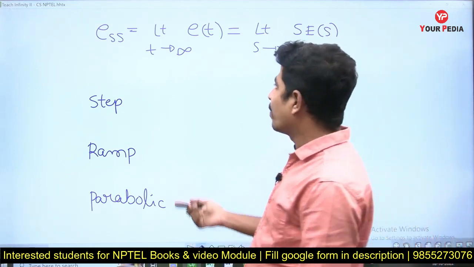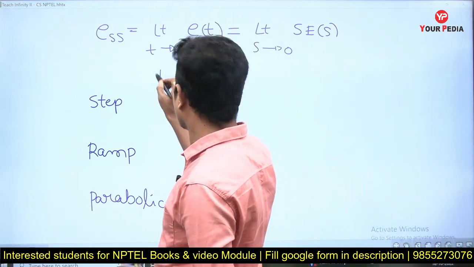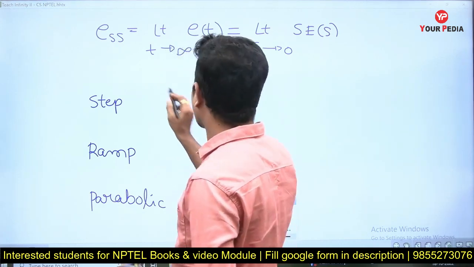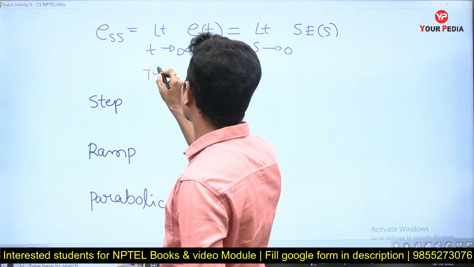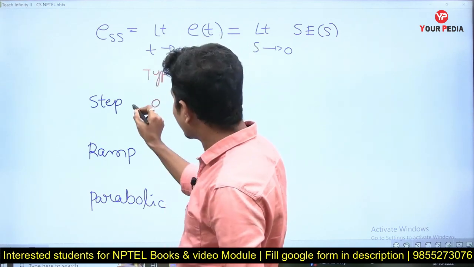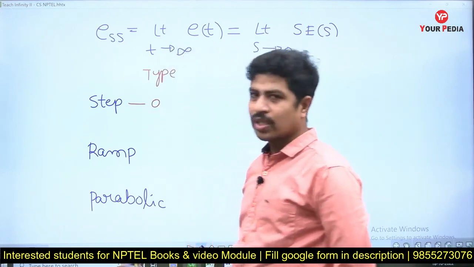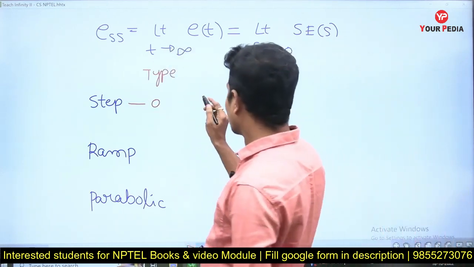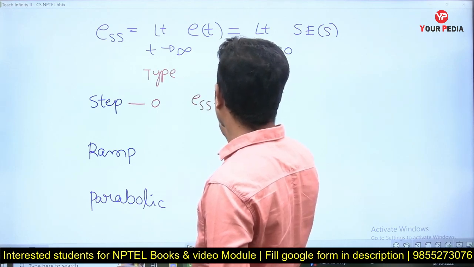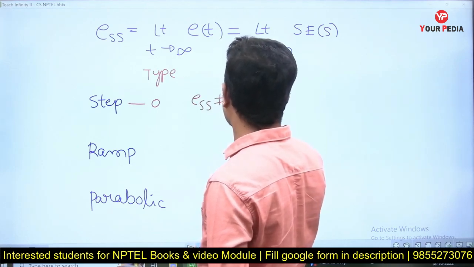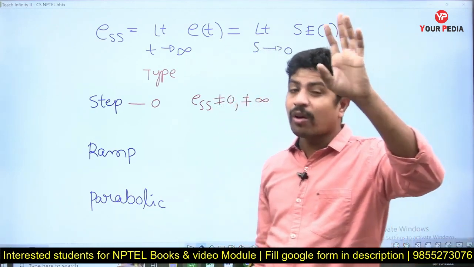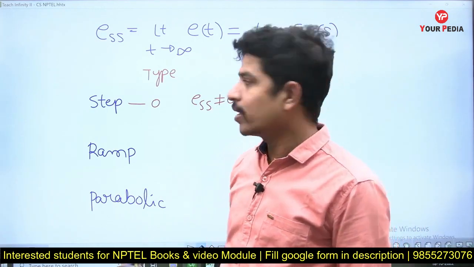Okay, so I am taking type 0. Yes, I am taking type 0. So I can say these two match. Step input with type 0 matches. There is some steady state error which is not equal to 0, which is not equal to infinity. Neither 0 nor infinity. Some finite amount of error we are going to get.